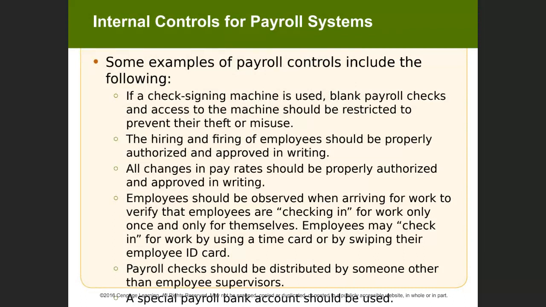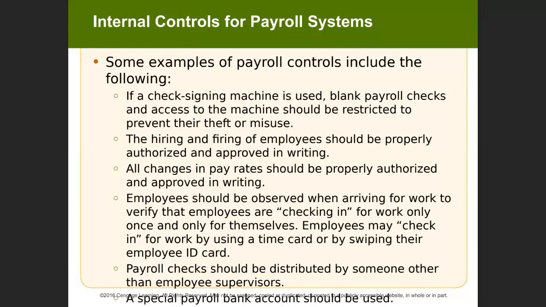Some examples of payroll controls include if a check signing machine is used. So if you have a machine that signs all of your checks for you, and blank payroll checks, access to the machine should be restricted to prevent theft or misuse. So you just want to make sure that you have limited access to the machine so that people aren't tempted to misuse it.